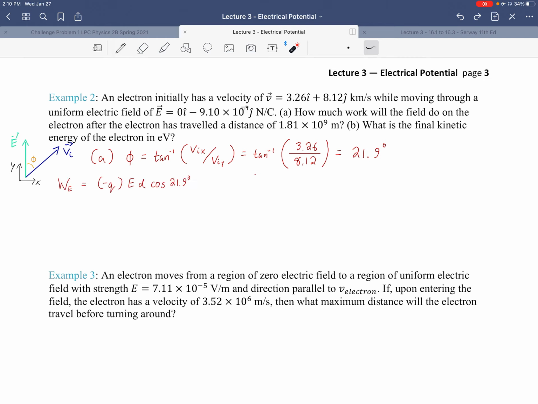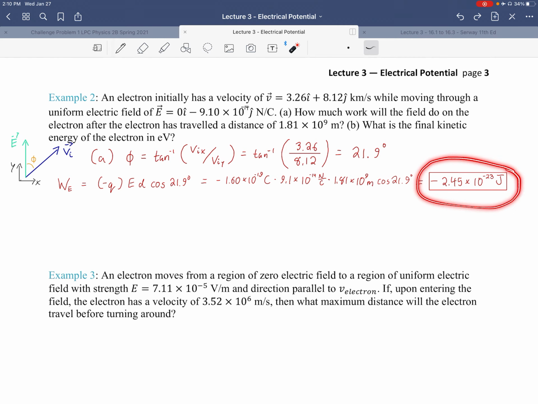Okay? And then I want to find the work done by the field, which will be negative q, okay? Negative q because I have an electron, okay? So that's why in here, notice I put that inside the parentheses to show that we've changed q to negative q, all right? And then I've got cosine of the angle between the two vectors, and then just their magnitudes. Okay, so then I put all my values in here, and there we go. This is how much work the field did on the electron.